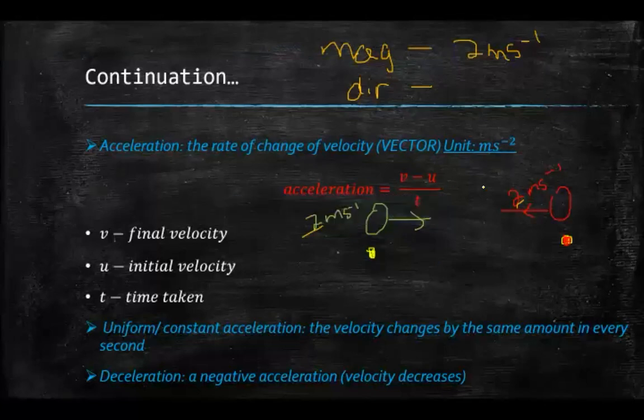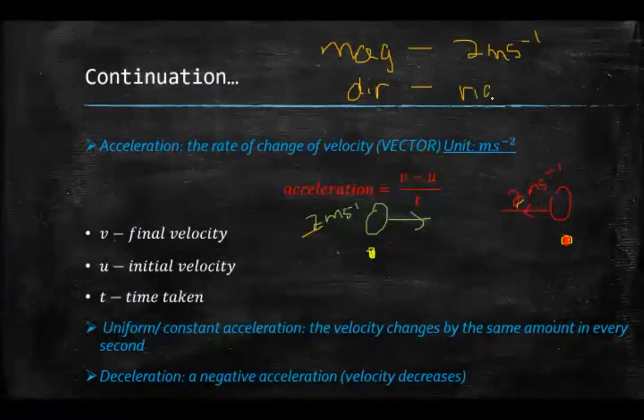that because the numbers are the same, it's 2 and 2. But velocity is a vector quantity. So I'm not only looking at the magnitude, which would be the 2 meters per second, I'm also looking at the direction. The direction changed from right to left.